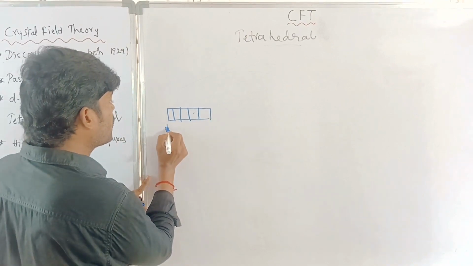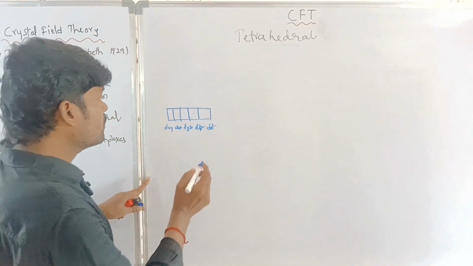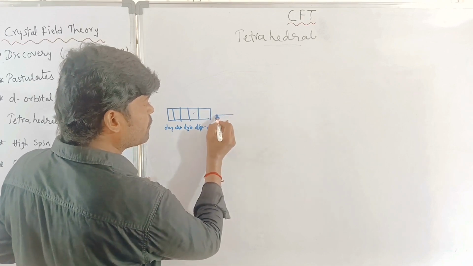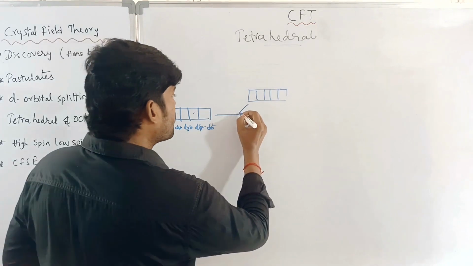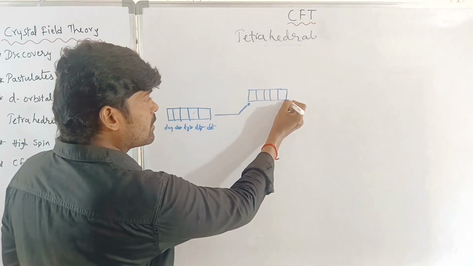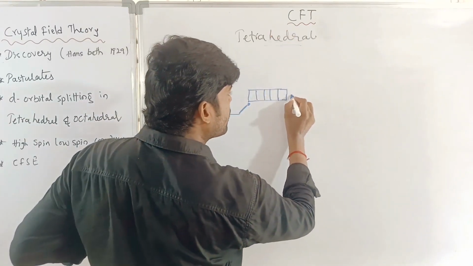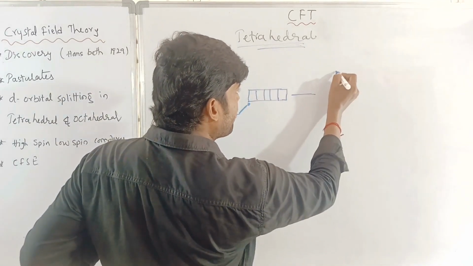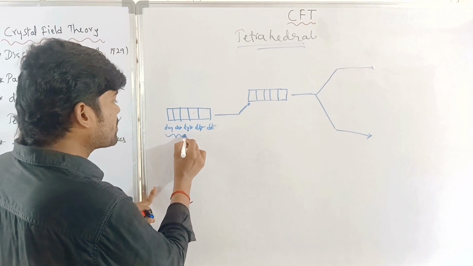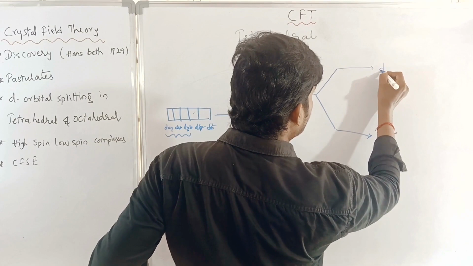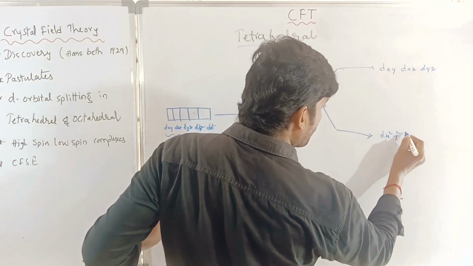The d orbitals are 5: dxy, dxz, dyz, dx square y square and dz square. When the ligand approaches, they will get a little higher energy than the atomic energy because of the forces. And if the ligands approach closely to this d orbital in tetrahedral, they will split into two energy levels. Those are dxy, dxz and dyz. The remaining 2 are dx square y square and dz square.